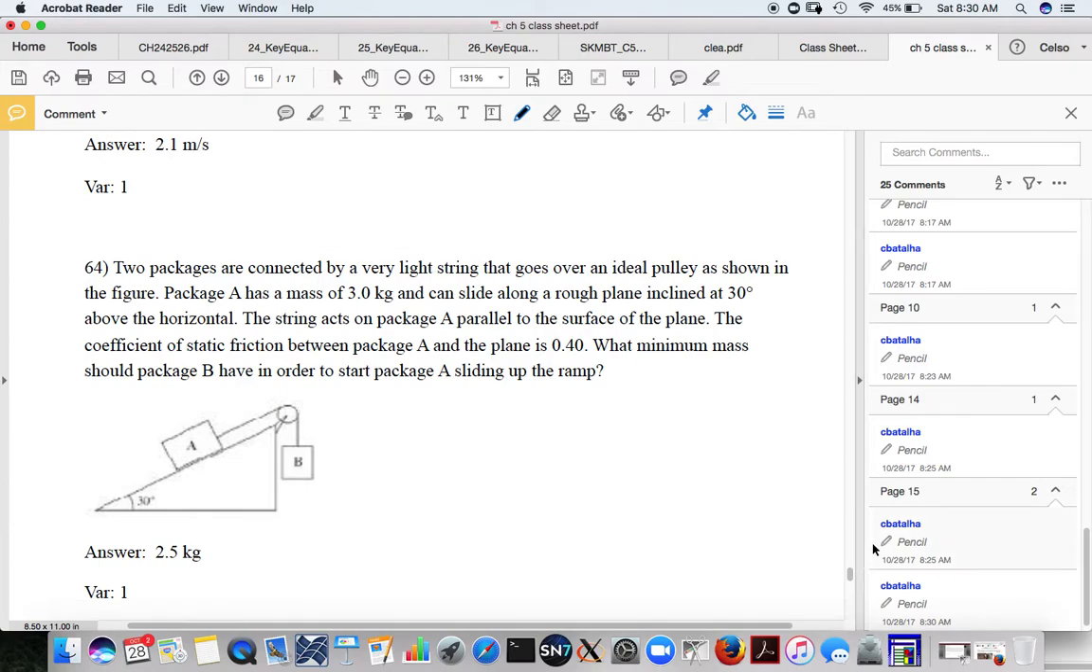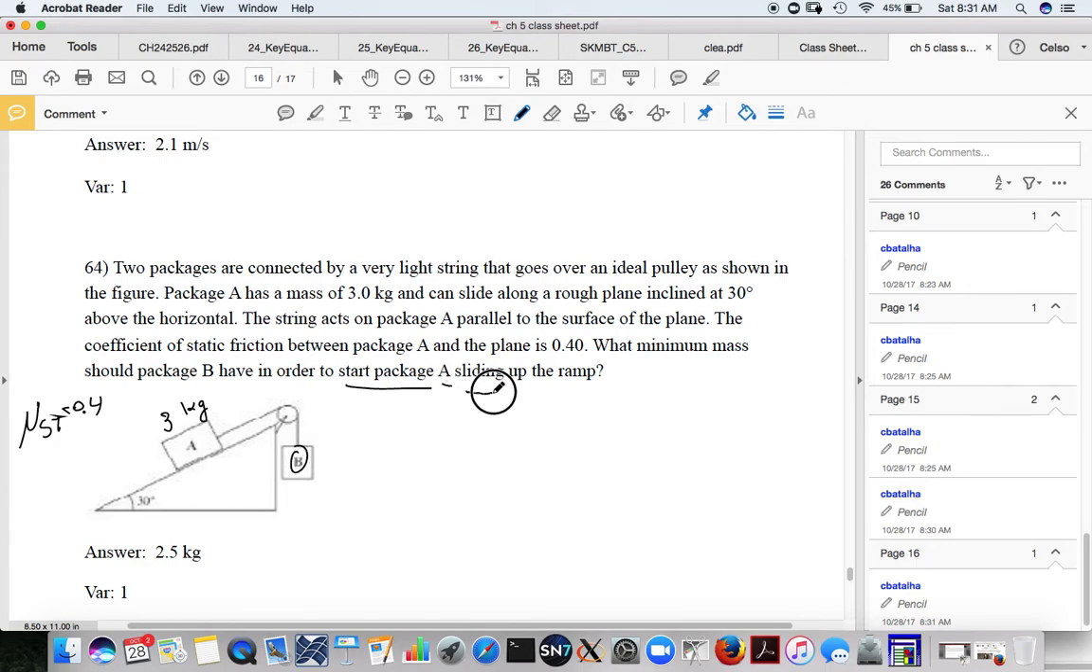Two packages are connected by a very light string that goes over an ideal pulley as shown in the figure. Package A has mass 3 kilograms. Looks like problems we did in the lab, huh? And can slide along a rough plane inclined 30 degrees above horizontal. The string acts on the package parallel to the surface of the plane. The coefficient of static friction is 0.4. This is static. What minimum mass should package B have in order to start package A slipping up the ramp?